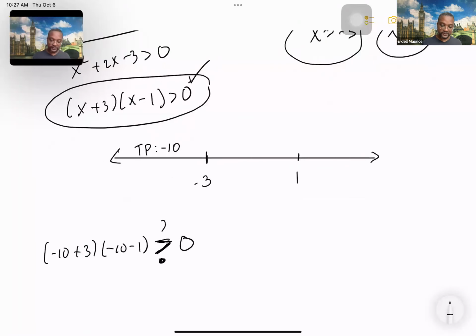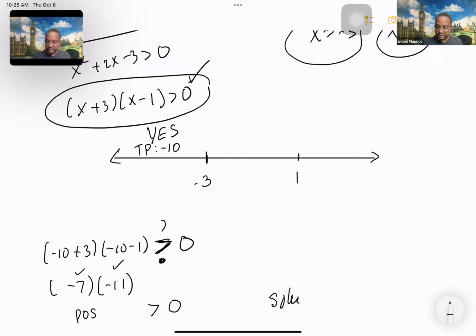And so let's plug those numbers in. Let's work it out. Negative 10 plus 3 is negative 7. Negative 10 minus 1 is negative 11. When you multiply a negative number by a negative number, the answer is going to be positive, right? Is a positive number greater than 0? Yes, it is. And so it means that part of the solution will be any number that's between negative infinity and negative 3.